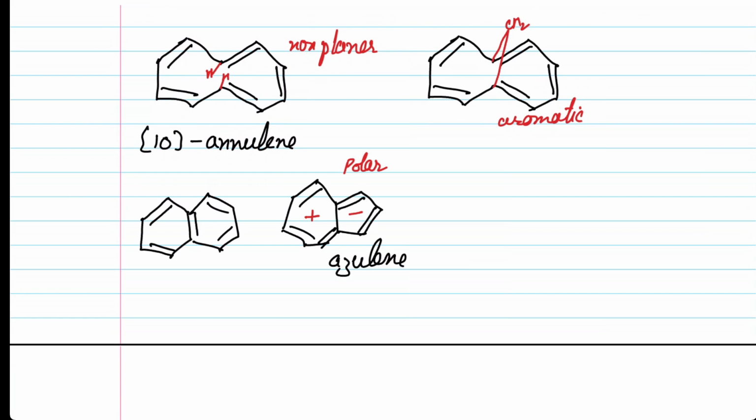Then we could have another compound. Now, this particular compound is what we know as 14-annulene.